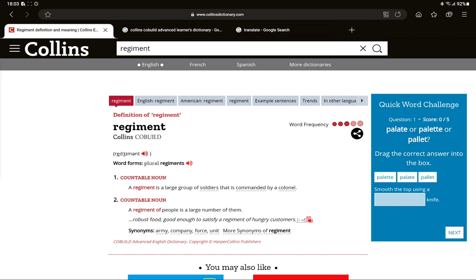The next entry, absentee. A-B-S-E-N-T-E-E, absentee, absentees. The first meaning of absentee, countable noun. An absentee is a person who is expected to be in a particular place but who is not there.